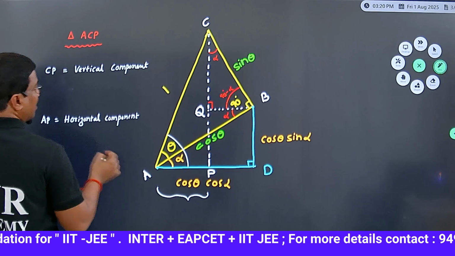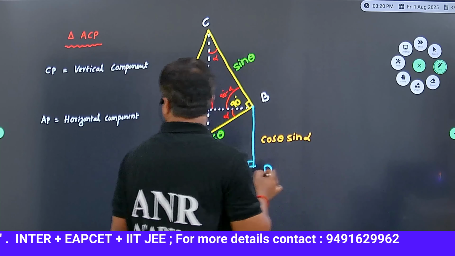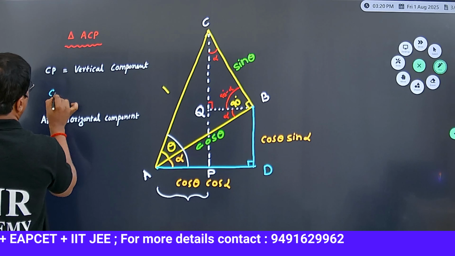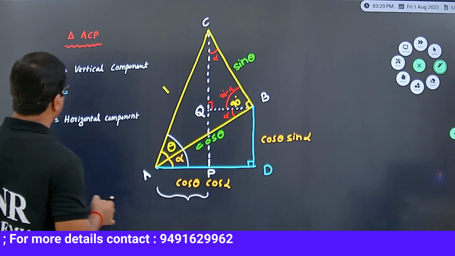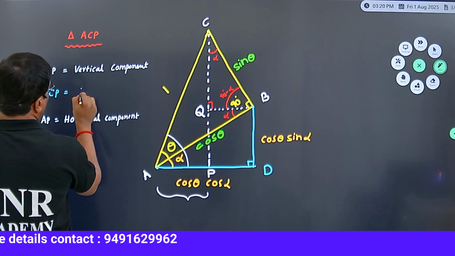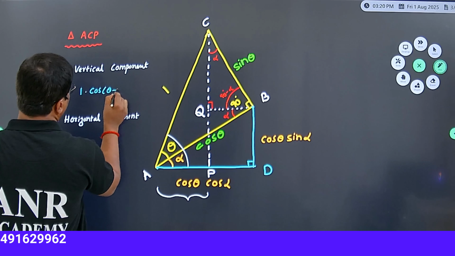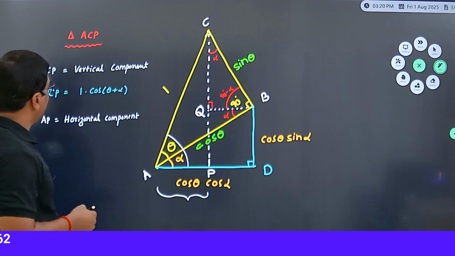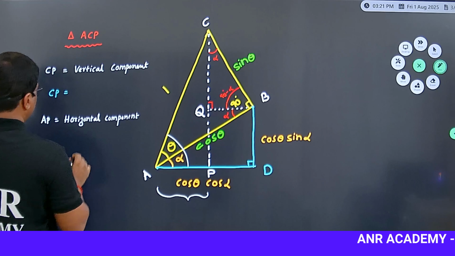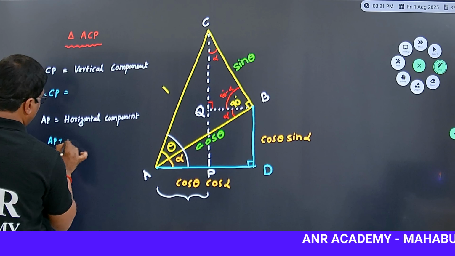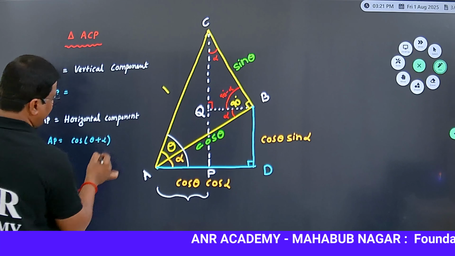We know that the horizontal component is r cos theta. So here the radius is 1 unit, therefore 1 into angle theta plus alpha, so 1 into cos of theta plus alpha. The horizontal component AP is cos of theta plus alpha.